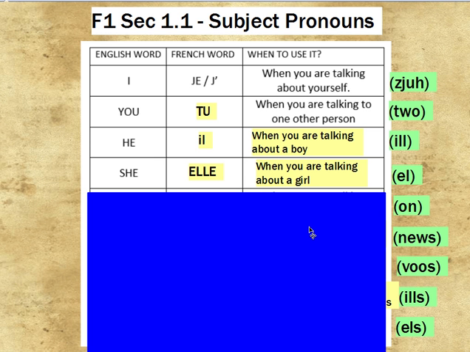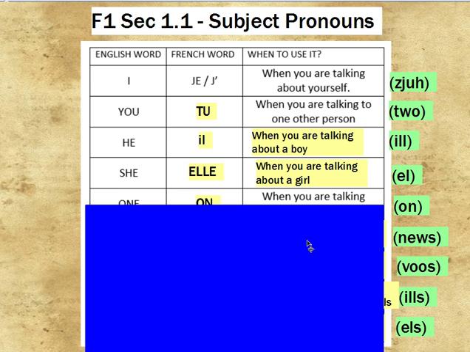The word he in the French language is il. And of course, just like in the English language, you use it when you are talking about another boy. The word she in the French language is elle. And just like in the English language, you use it when you're talking about a girl.